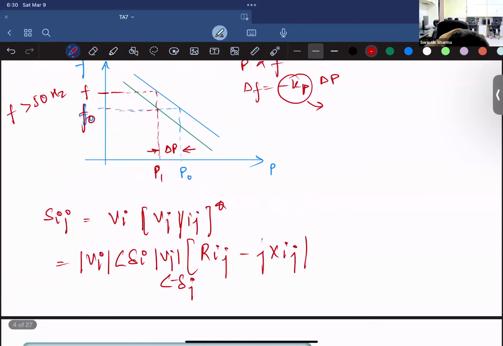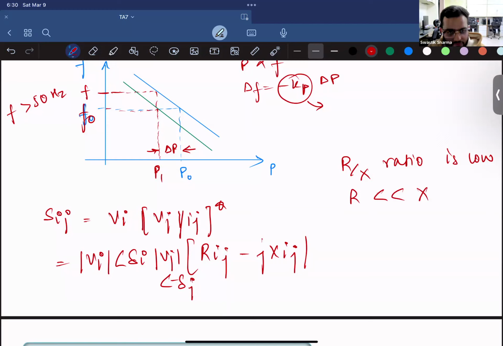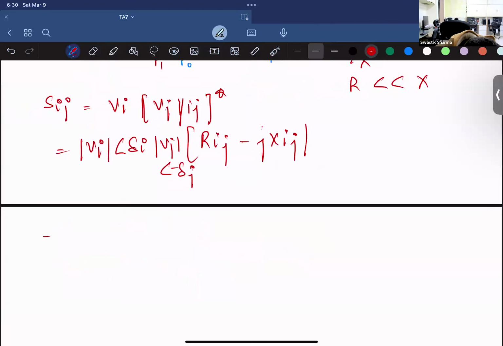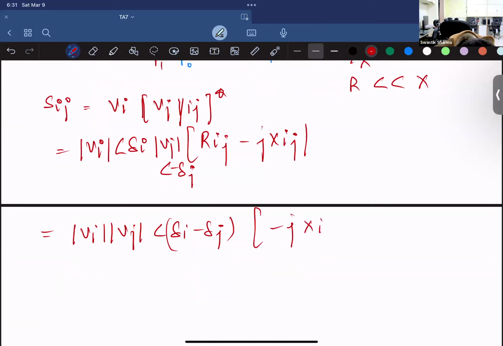Now, let's assume our R by X ratio is low. If this is the case, we can assume that R is very much less than X, so we can remove R from this term. Let me add one more page. So what will this become? This will become Vi Vj at angle delta i minus delta j, and this will be minus j Xij.